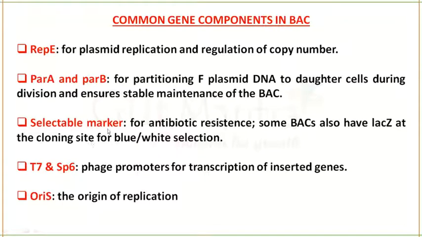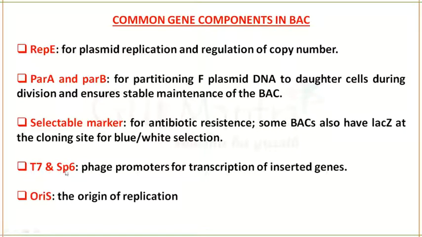Next are selectable markers. You know the function of selectable markers. An example is an antibiotic resistance gene. Some BACs also have lacZ, a gene at the cloning site for blue-white screening. About blue-white screening, we'll study in detail in future classes. For now, remember that it is also a kind of selectable marker. Why do we use a selectable marker? To identify the clone which contains the gene of interest.